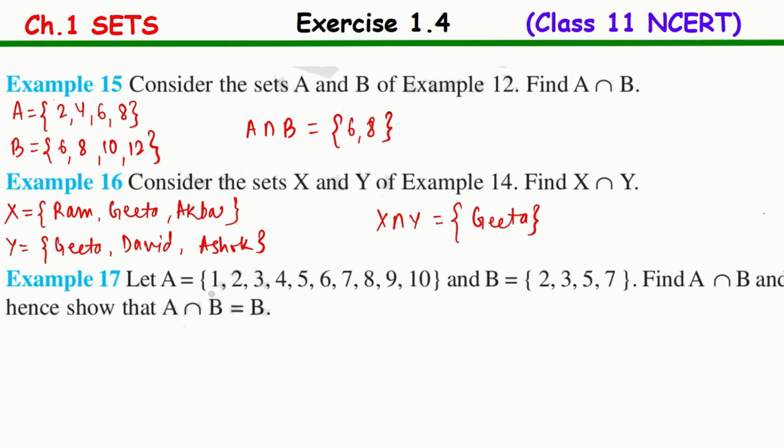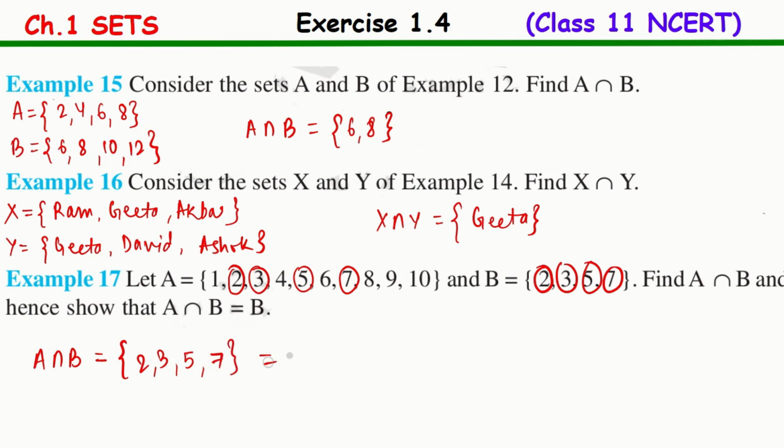Example 17: we have sets A and B. We have to find A intersection B and hence show that A intersection B is equal to B. So we have to find the common elements, the elements which are in both A and B. I can see 2 is present in both. Then we have 3 which is present in both. 5 is also present in both, and 7. So A intersection B will be 2, 3, 5, 7, which is nothing but the set B.